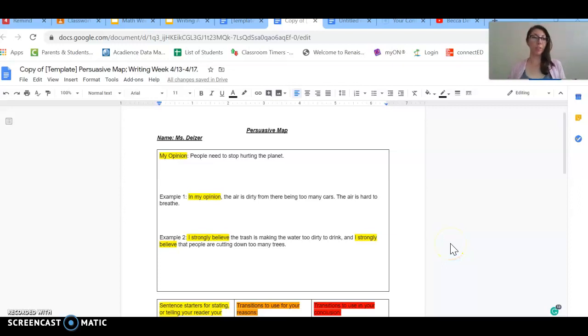Hello friends, I'm going to share with you my example of my persuasive math, and I hope that this is helpful for you in finishing your persuasive math and then finishing your persuasive letter as well. Okay, to get started, for your persuasive math you'll need to put your name. You're writing about your make-believe planet that you made up for science.